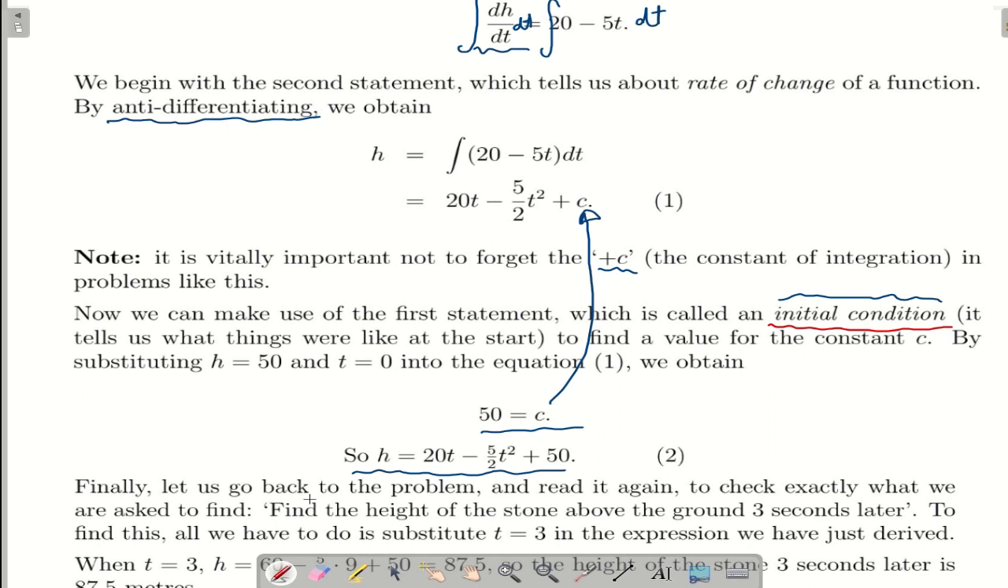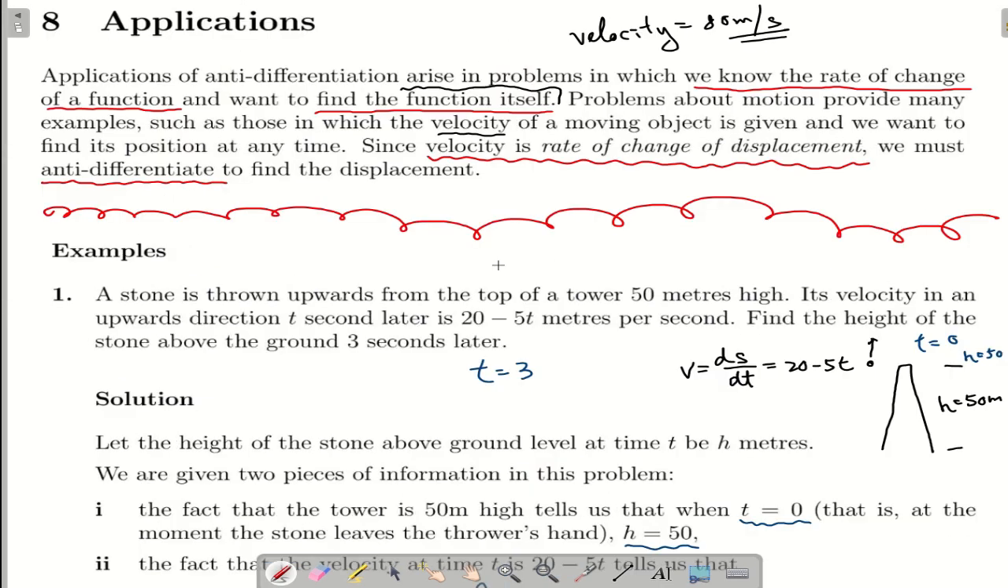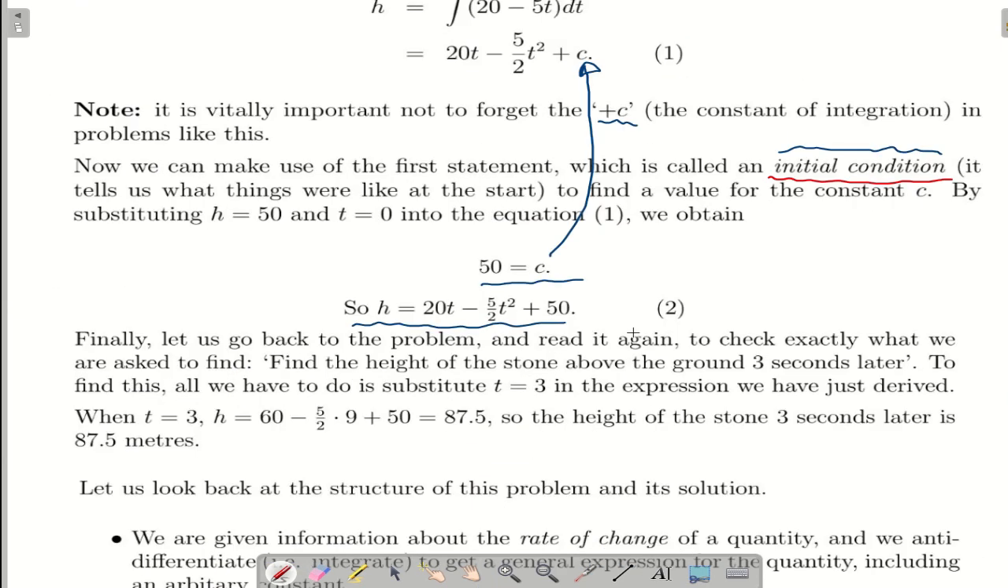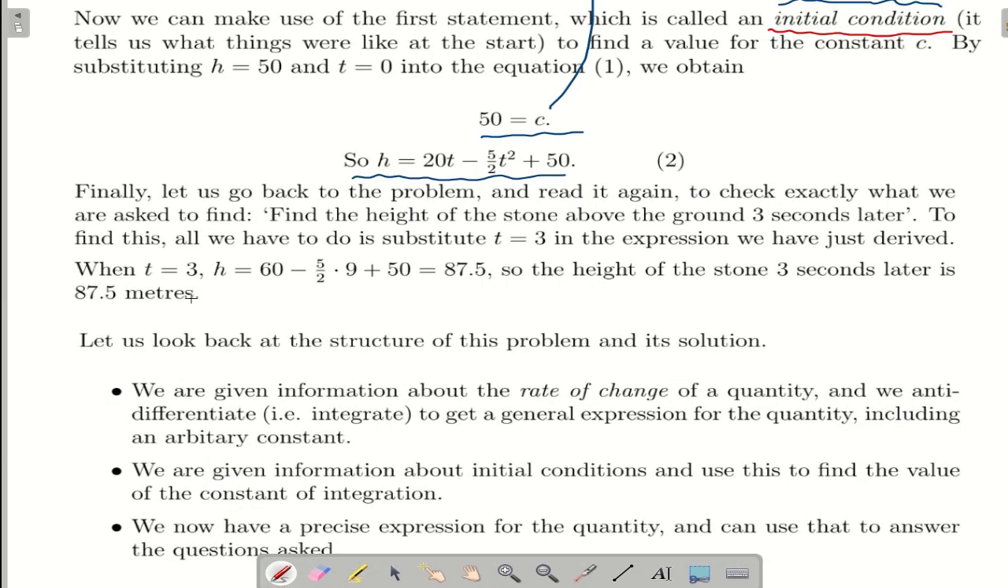Now let's go back to the problem and read it again to check exactly what we are asked to find. We are asked to find, 3 seconds later, the displacement of the stone, how high it is above the ground. So we substitute t equals 3 into this equation. We get 20 multiplied by 3 minus 5 over 2 times 3 squared plus 50. This is equal to 87.5. So h is equal to 87.5. And what is the unit? The unit should be meters.